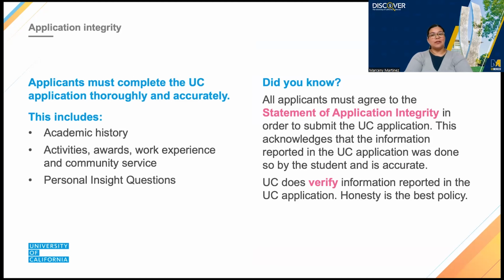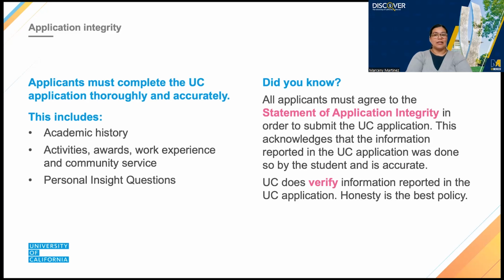All right, students must thoroughly complete all sections of the application and do so accurately. This is a student's opportunity to tell the admission staff about personal details that make each applicant unique. For example, in the academic history, students must accurately report all of the schools they have attended, all the courses, and all the grades they've received, even if they have repeated a course. If a student accepts an offer of admission, UC requires official academic records to verify the information reported.